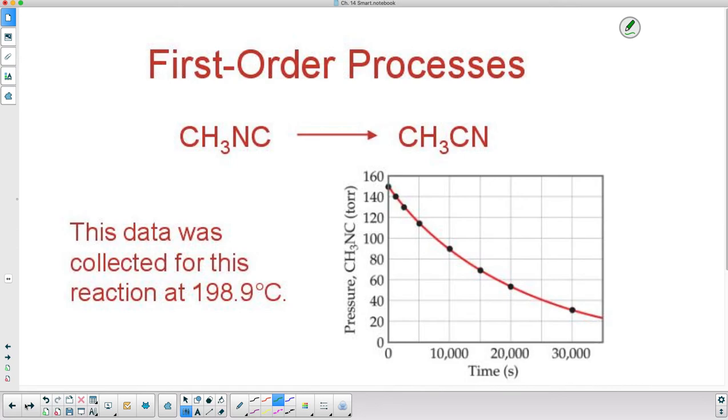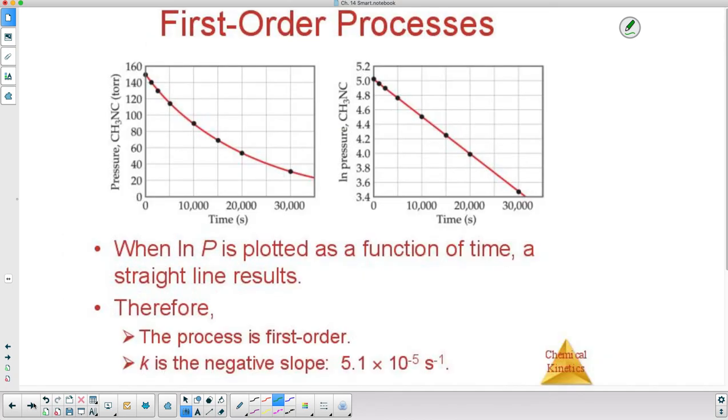So when I graph the pressure over the time, notice it's not a straight line, but if I use my equation to change the pressure, you can also do the concentration. Pressure and concentration are the same in this sense. And if I do the natural log of the pressure, notice that I have a straight line. And that's how we can tell that it's first order, because of the natural log versus time.